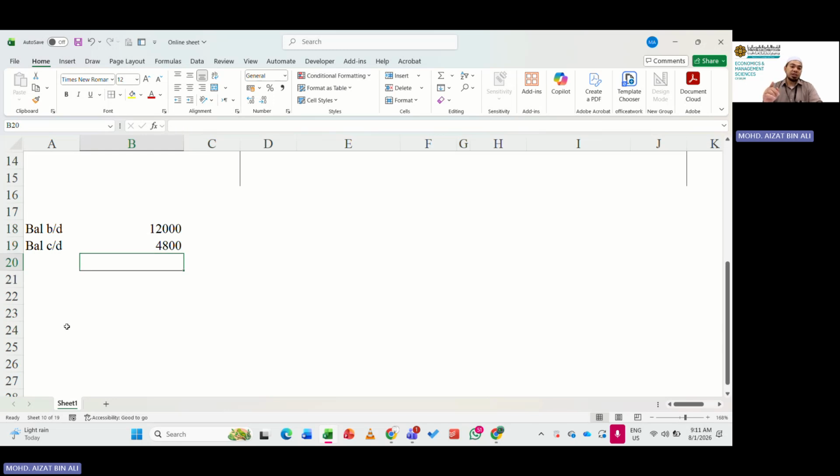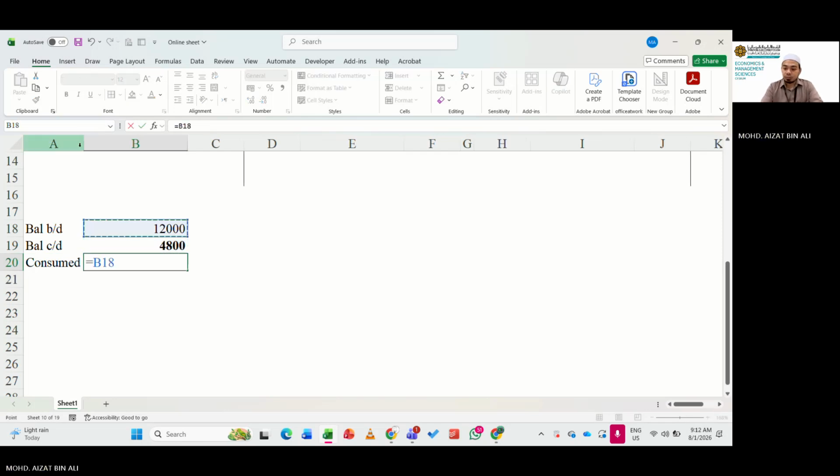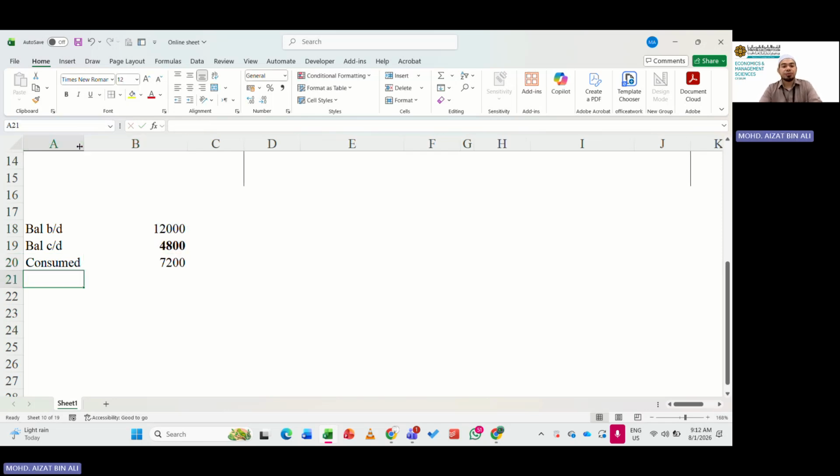Now, our focus here, firstly, is this one. Number 2, we want to find how much is consumed. The amount consumed was the difference between the two. So this is the amount consumed.